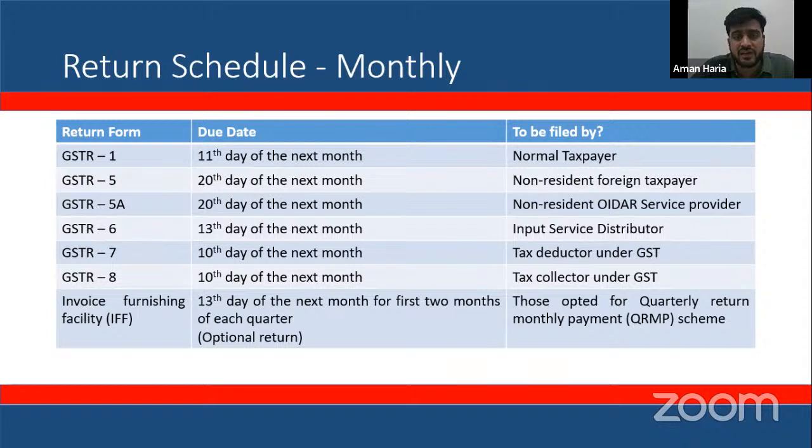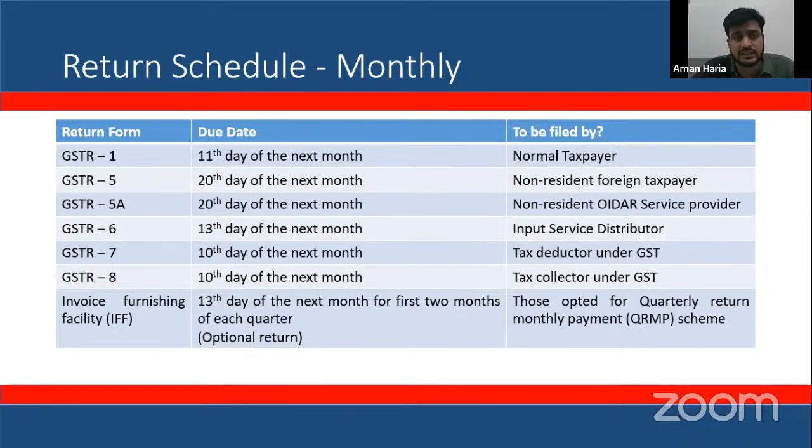GSTR 5 and 5A. 5 is to be filed by non-resident foreign taxpayers, and 5A is to be filed by non-resident OIDAR service providers. So for both of them, the GST return due date is 20th of the next month. GSTR 6, which is filed by input service distributor, ISD, for them the due date is 13th day of the next month. GSTR 7, GSTR 8, basically tax deductor, TDS under GST, and GSTR 8 is for TCS, e-commerce operator. For both of these, the due date is 10th day of the next month.